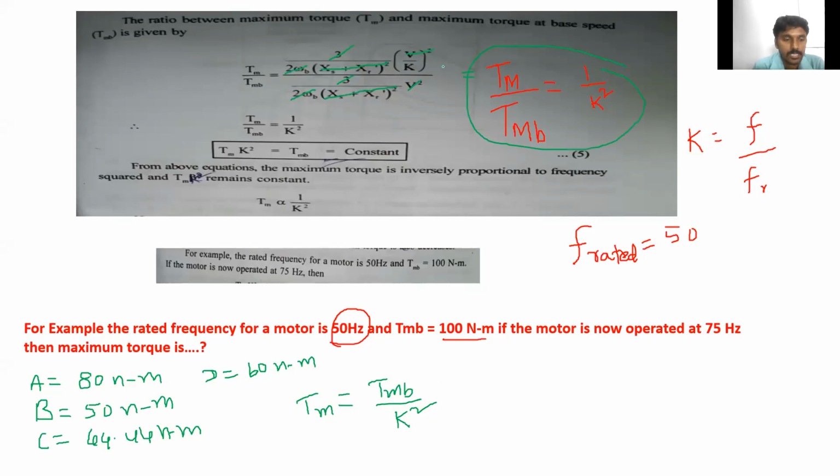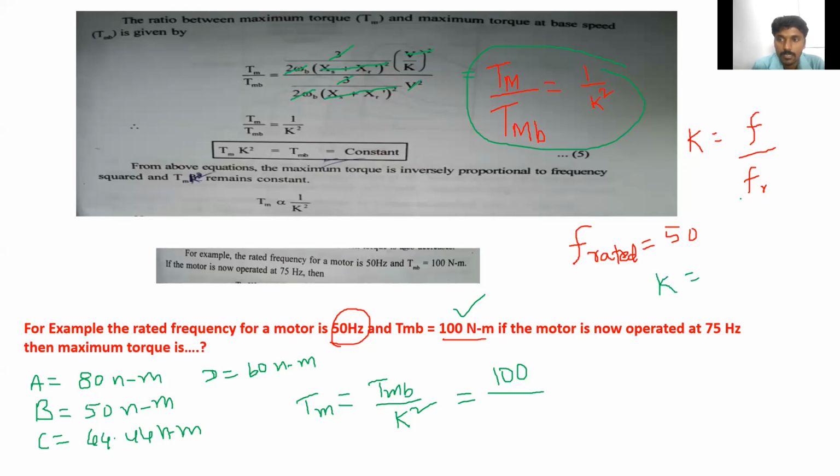One student has given the exactly right answer. Who is that? Harshavardhan. Yes, sir. 44.44, right answer. So we have to check. From this equation, we know TMB, which is given as 100. K is not known, we have to find out K.